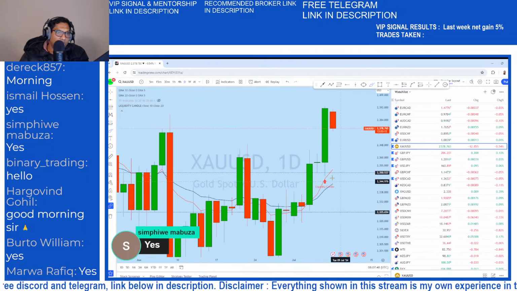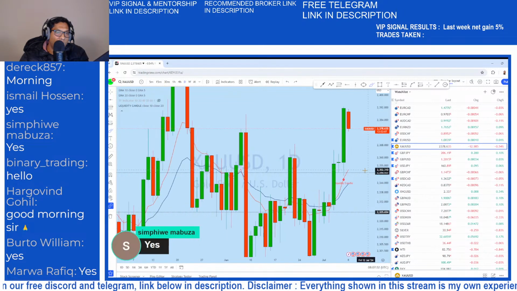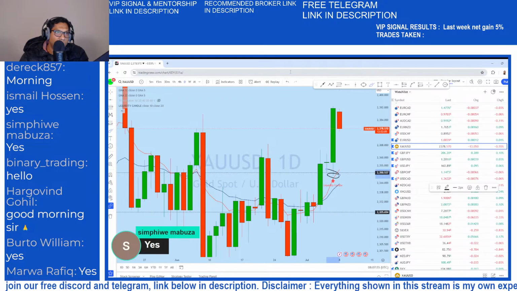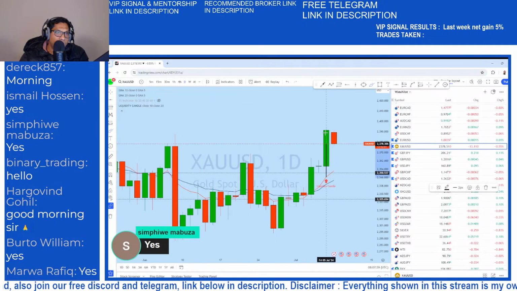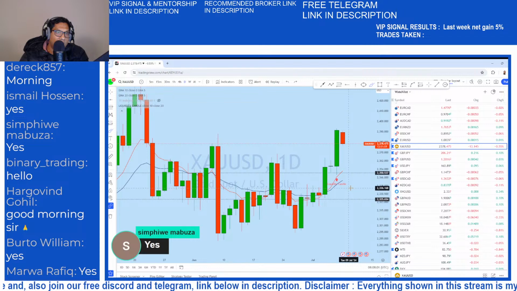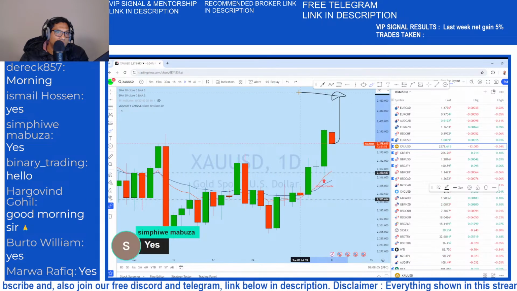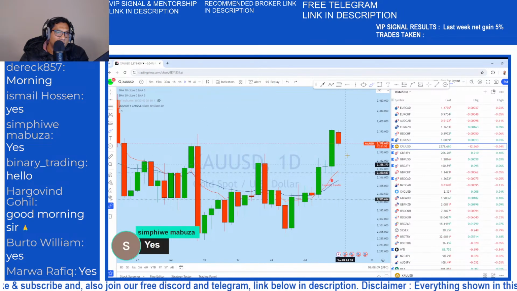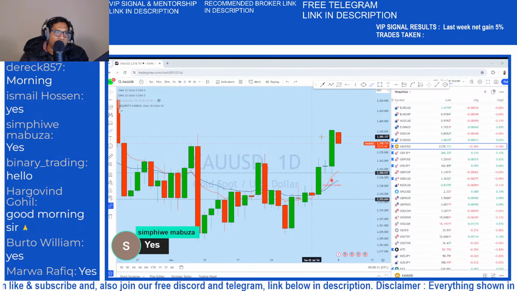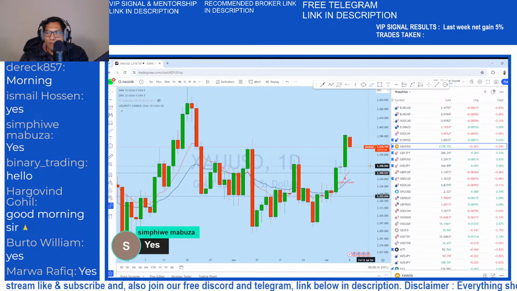Below this narrow doji, there is a high area of value. There is high liquidity below this doji, and with that high liquidity, what we can expect is for the price of gold to bounce, and before it bounces, I think that we might see gold coming for a deeper pullback.